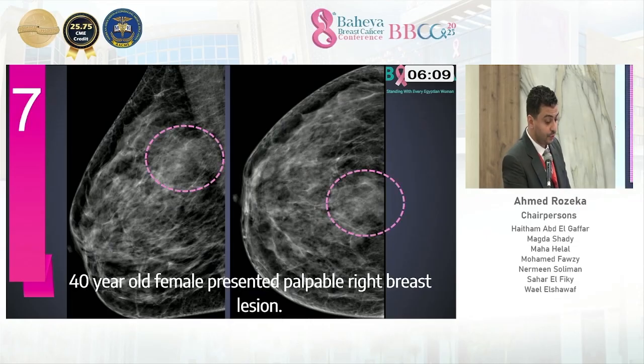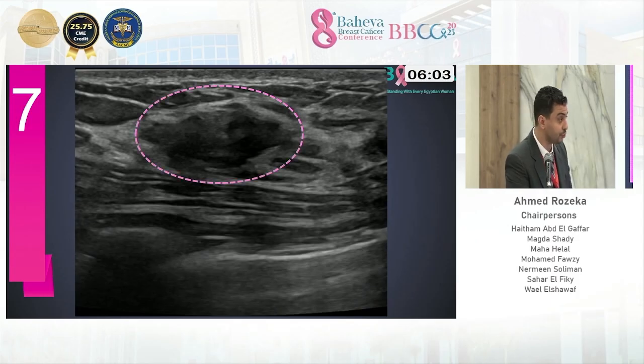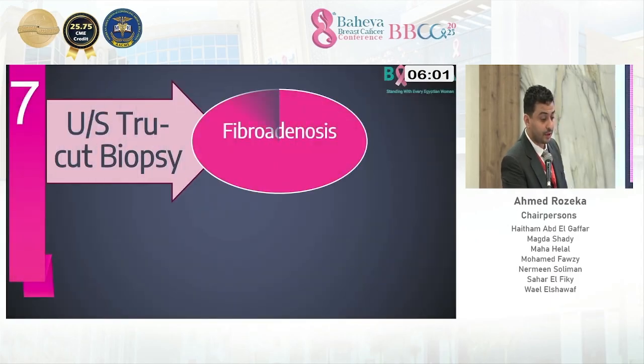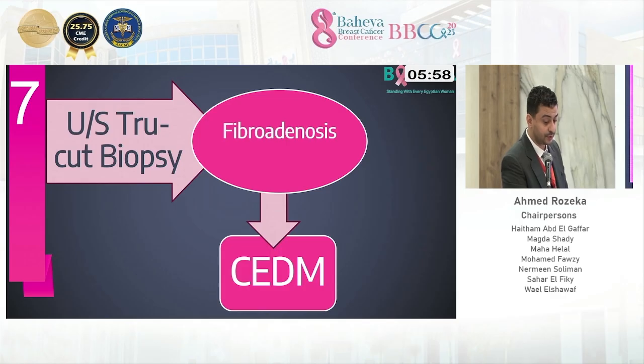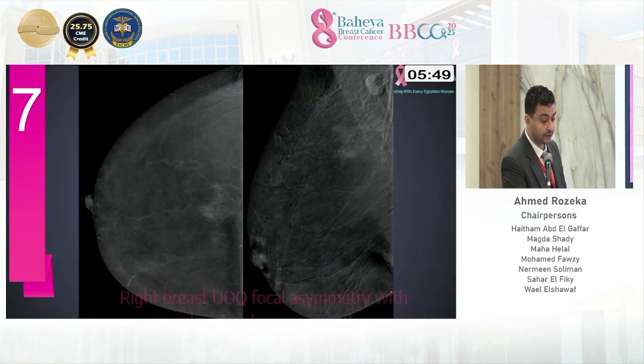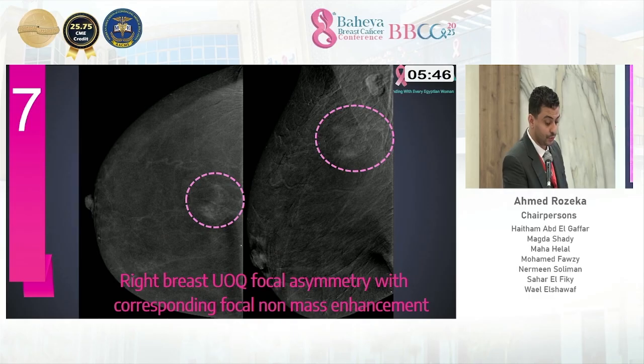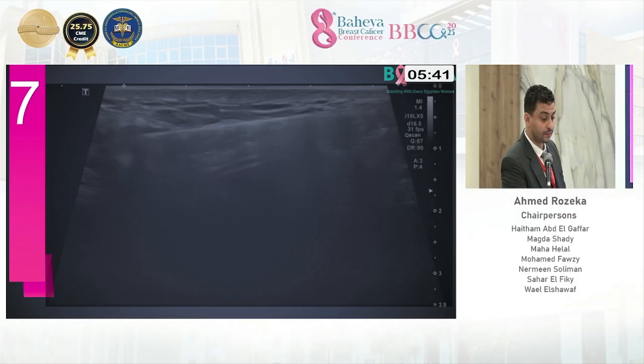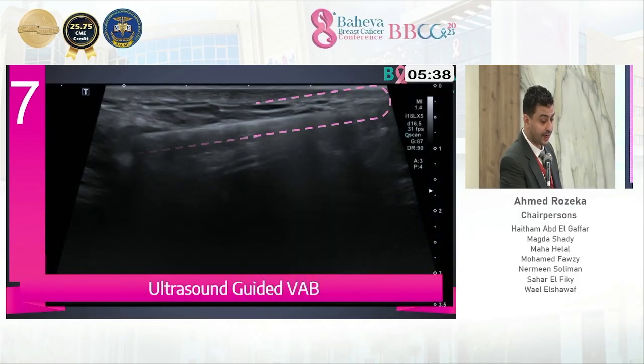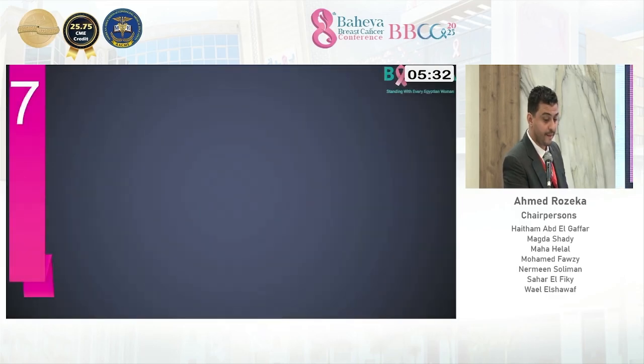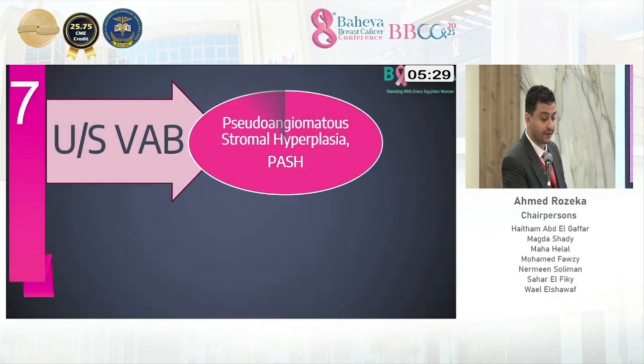Case number 7, this is a 40-year-old female presented with a palpable lesion in the right breast. This is how it looked like on ultrasound. The ultrasound true cut biopsy turned out to be fibroadenosis. Yet because of how suspicious it looked on her initial imaging, we went for contrast enhanced mammography. It corresponded to a focal non-mass enhancement. We underwent ultrasound guided VAP because again it was seen on ultrasound. And ultrasound guided VAP turned out to be PASH.